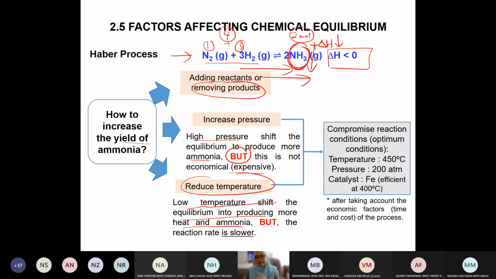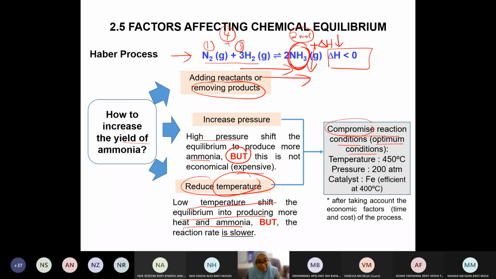So at the end of the day, they came up with the compromise reaction condition. Okay, we can call it the optimum condition lah. Compromise ni maksudnya taking into consideration the pressure. The pressure is still increased but to a certain point. Same goes to temperature. The temperature is still decreased but to a certain point, not to be very low. Okay, tapi ada point lah yang dia okay, cukup sampai situ saja. Don't go beyond that, because if not, it will take longer time.